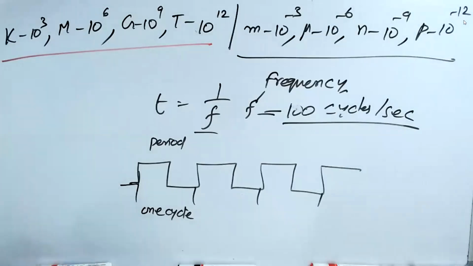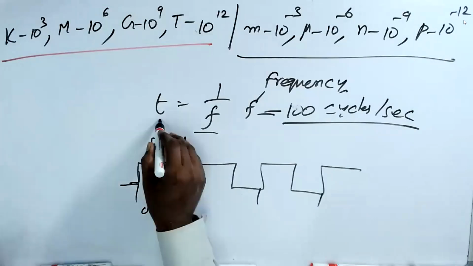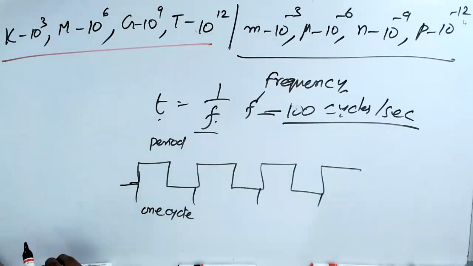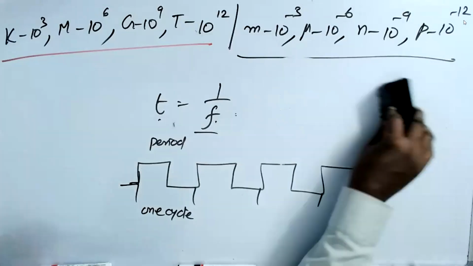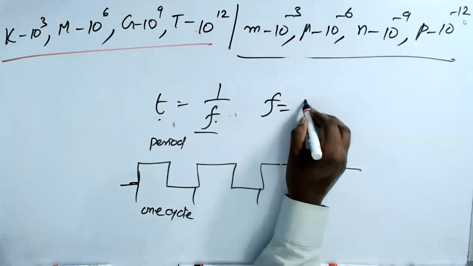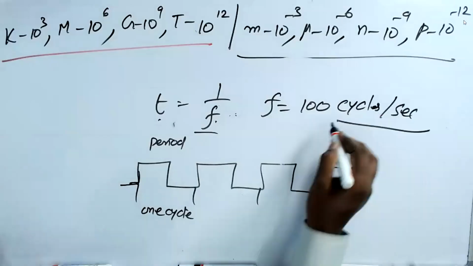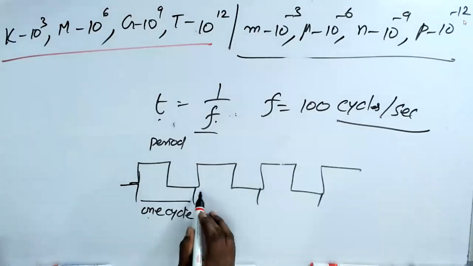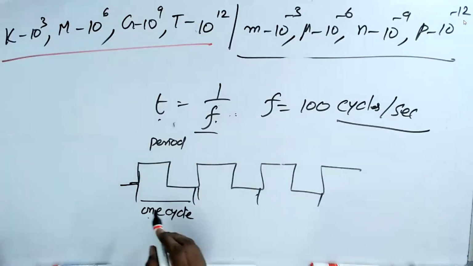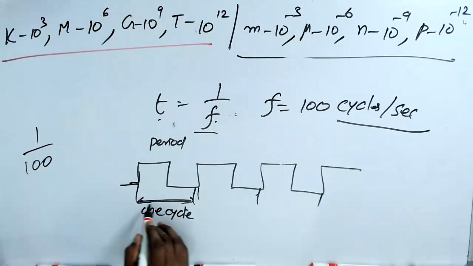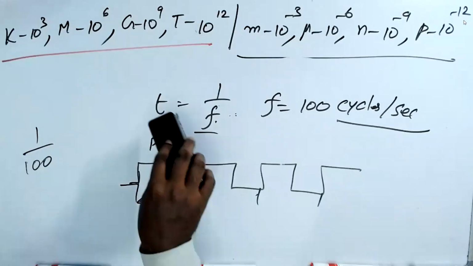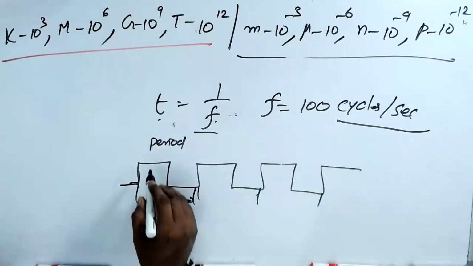Now, T is equal to 1 by F. If I say frequency is 100 cycles per second, that means one cycle like this, 100 per second. Then what is the duration? 1 by 100 is the duration of this one. That's why they always say T, time, is equal to 1 by F.